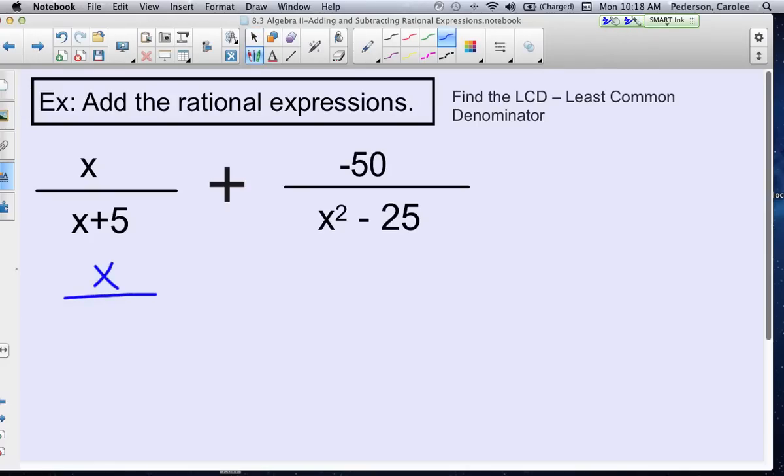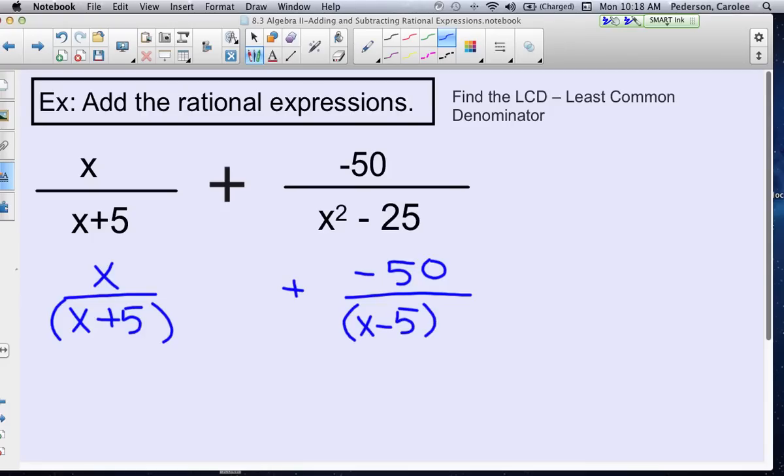So I'm going to keep the first fraction as it is. I'm just going to leave a little space. And over here is negative 50. Factor the difference of two squares, x minus 5, x plus 5. Well, if I look at the two fractions right now in the denominator, they're not alike. The one on the right has an x minus 5 and an x plus 5. So I have to increase the left fraction, the numerator and the denominator, by x minus 5.